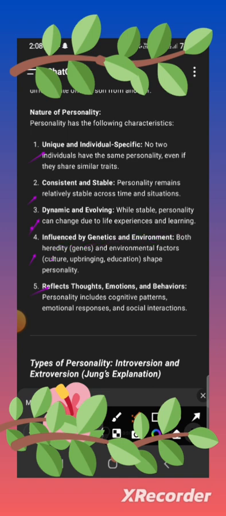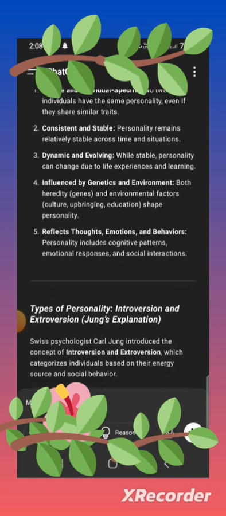Influenced by heredity and environment. Genetics provide the foundation, but environment, family, culture, and education shape personality. Reflects thoughts, emotions, and behaviors. Personality includes thoughts, emotions, behaviors, motives, motivation, and social interaction. Personality includes cognitive patterns, emotional responses, and social interactions.